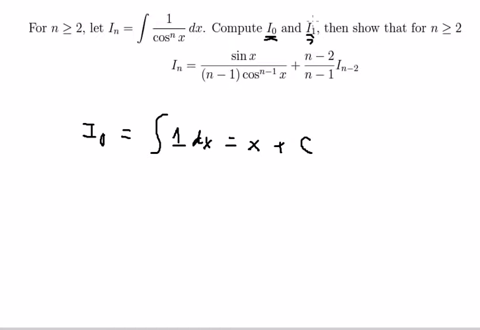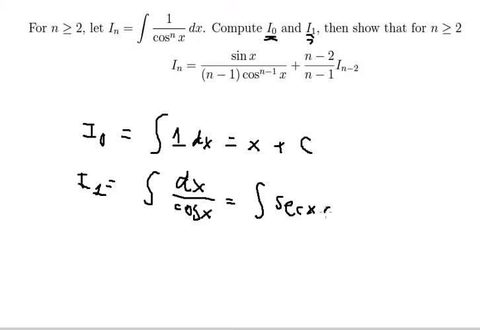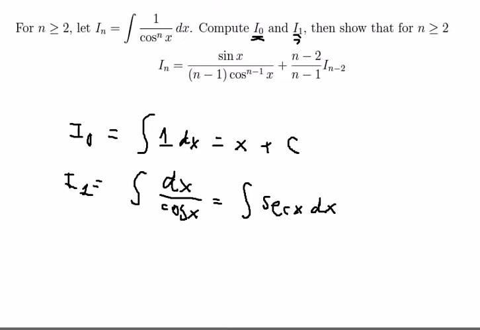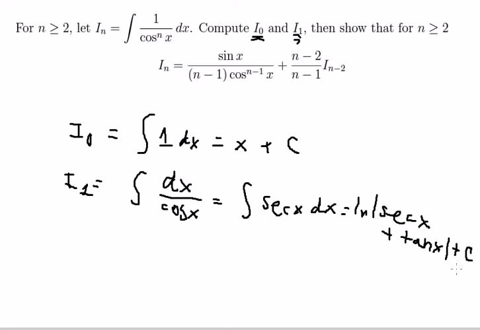If they ask about I1, you get the integral of ds over cosine s, and you get the integral of secant s ds, and you will get ln of the absolute value of secant s plus tan s. We have the absolute value in here, and we put c as the constant.